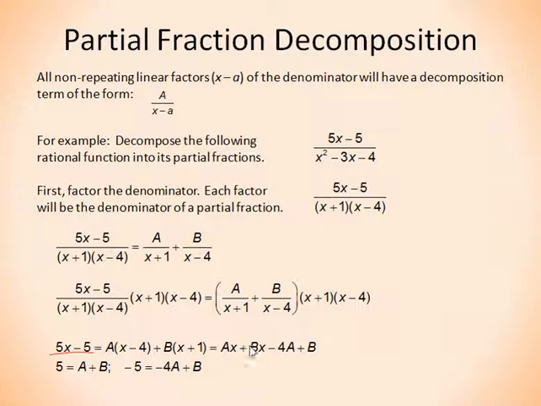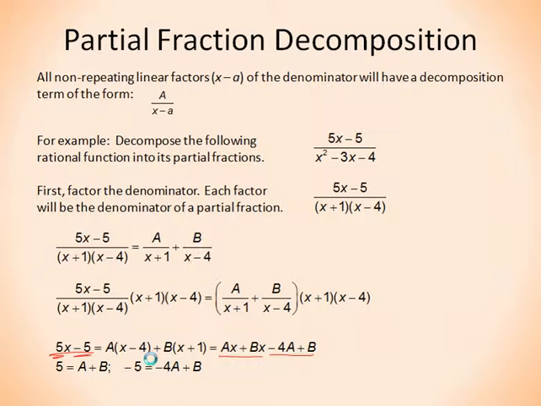Distributing the a and the b into their respective quantities, I get this over here. And I can see that in order for this equation to be true, this coefficient here, the 5, has to equal whatever this coefficient is on this side, which would be a plus b. The coefficient of x is a plus b. So I get one equation, 5 equals a plus b. Then I take the constant term here, the negative 5, and make it equal to this constant term. So I get negative 5 equals negative 4a plus b. So I have these two equations.